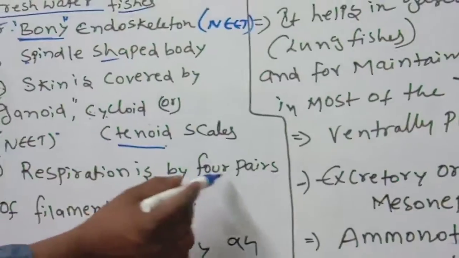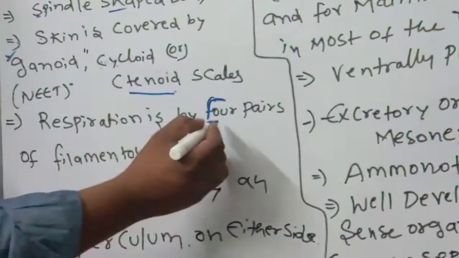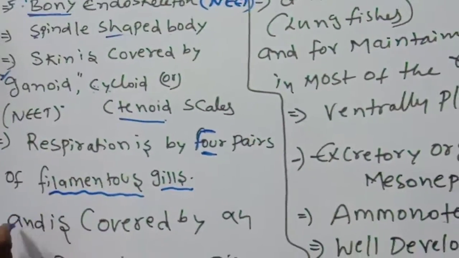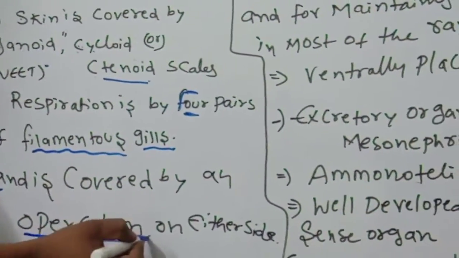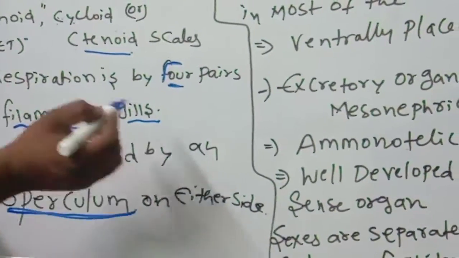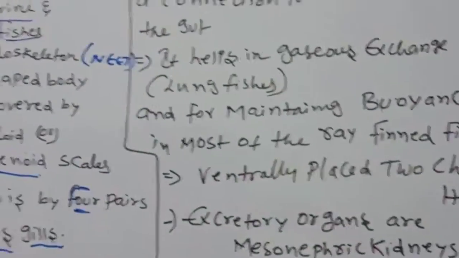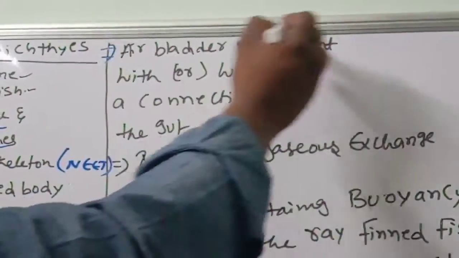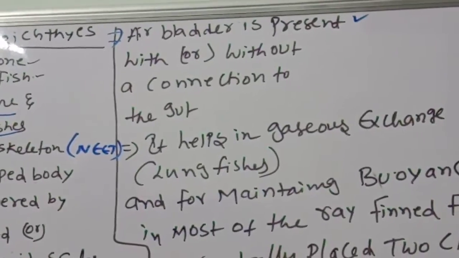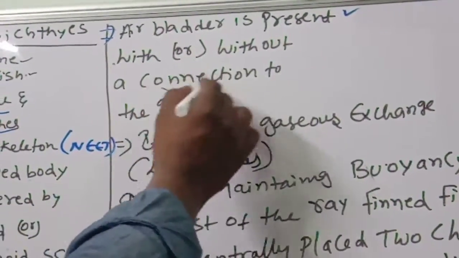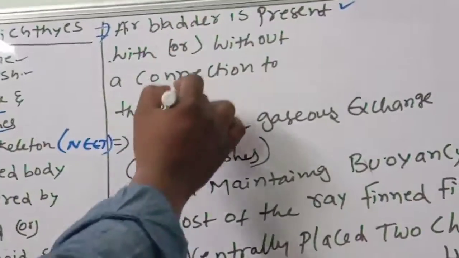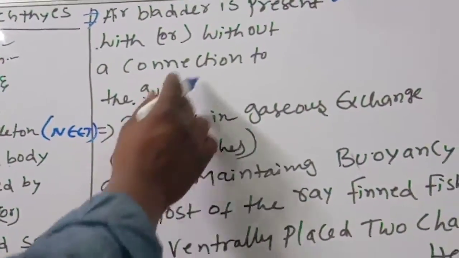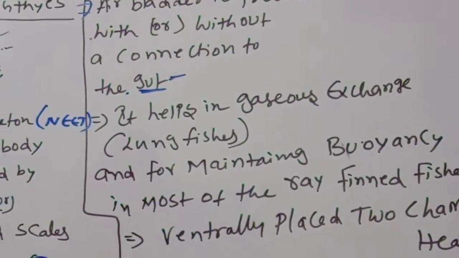Respiration is by how many pairs of gills? This is an important point: 4 pairs of filamentous gills, covered by an operculum. The operculum is present on either side. Another important one: an air bladder is present, with or without a connection to the gut. Sometimes the air bladder is connected to the gut, sometimes it is present without the connection.